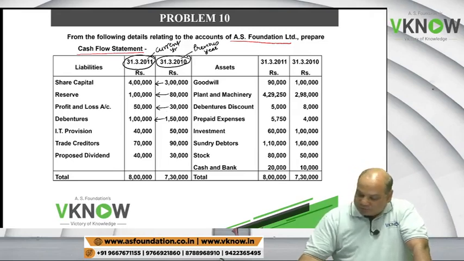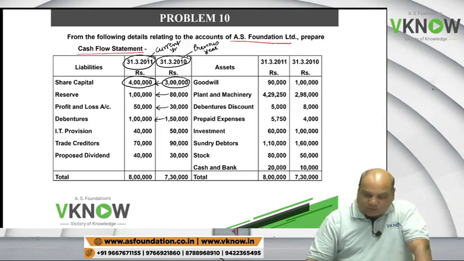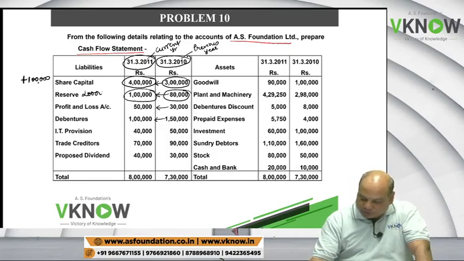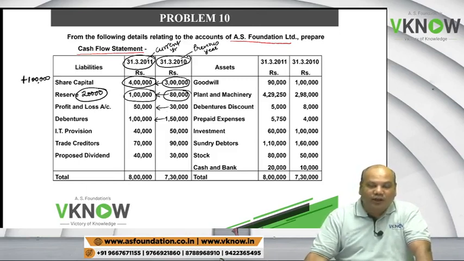Share capital, look at the numbers: from 3 lakh, it has become 4 lakh. So share capital issued 1 lakh. Financing activity. Reserve was 80, now it is 1 lakh. 20,000 rupees transferred to reserve. Add in your adjustment.